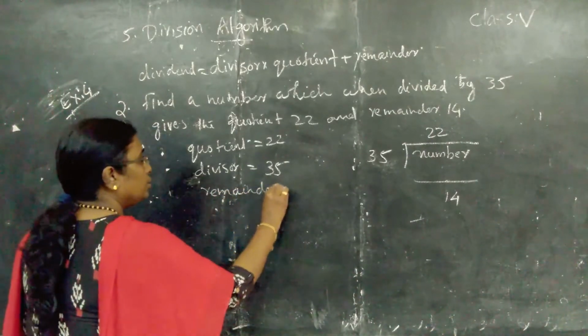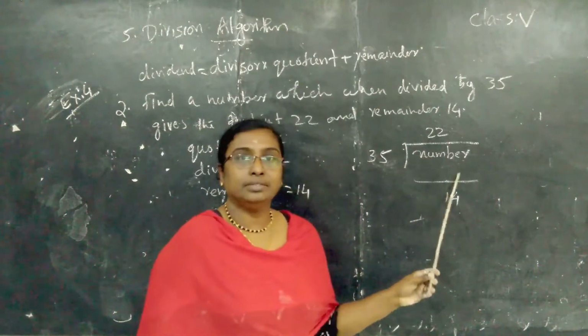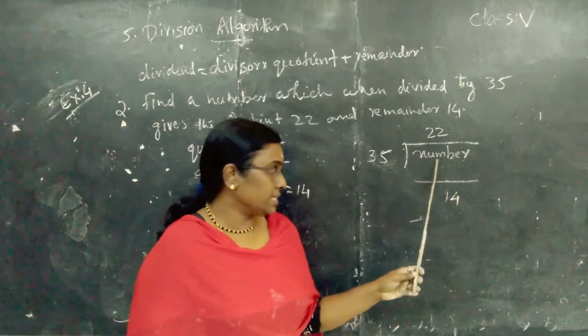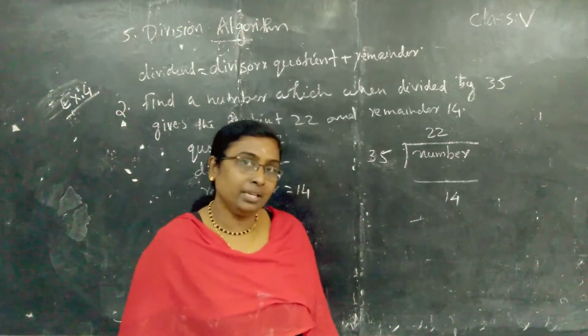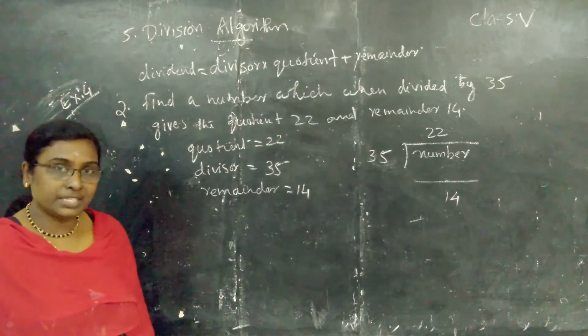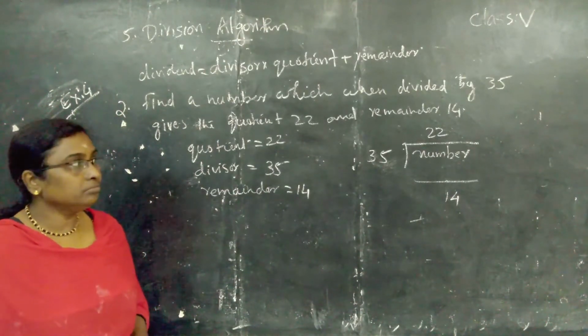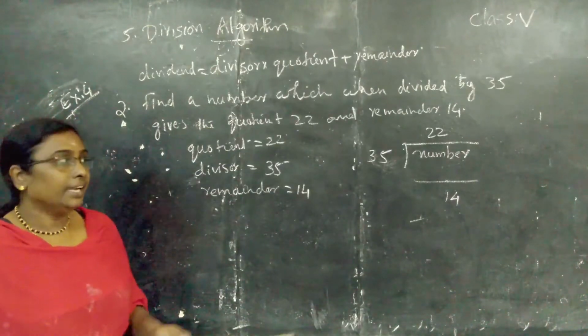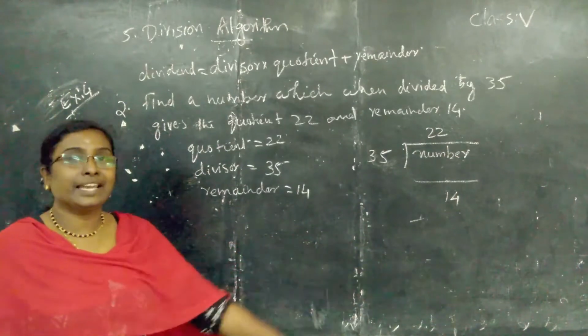Remainder equal to 14. What is this number? This number is the dividend. Can you tell me how we can find this number? What is the fifth property of division? Division algorithm. The division algorithm states that dividend equals divisor into quotient plus remainder.